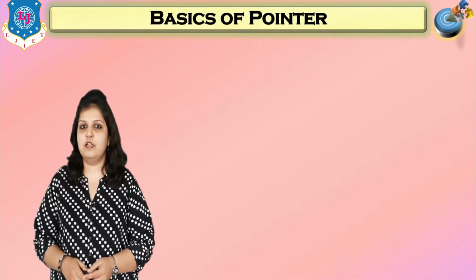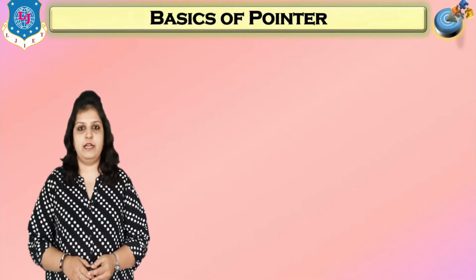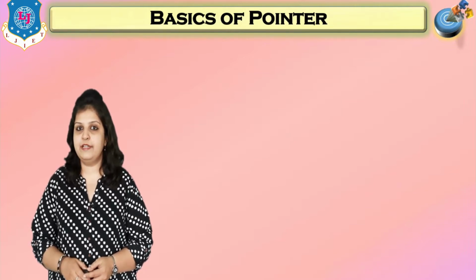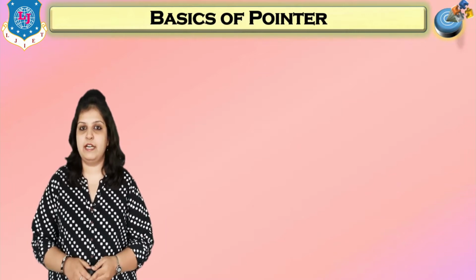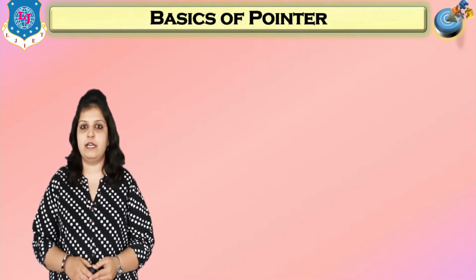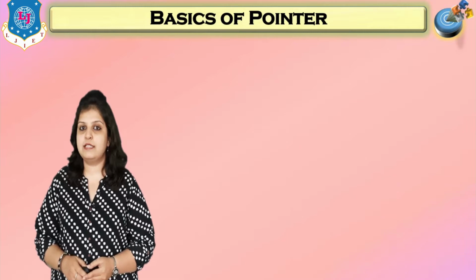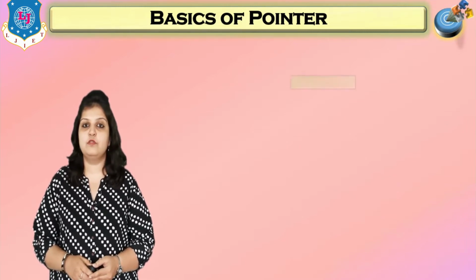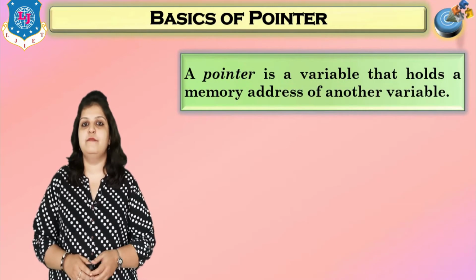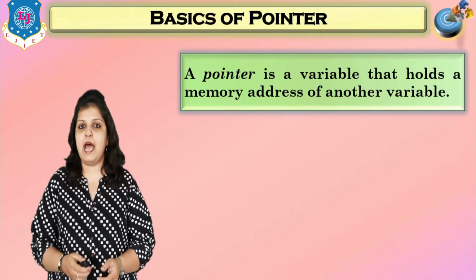So first of all, pointer is a derived data type. What do you mean by derived data type? The data type which is derived from the primary data type is called a derived data type. So pointer is an example of a derived data type, and the function of a pointer is to store the address of another variable. Now what do you mean by address?